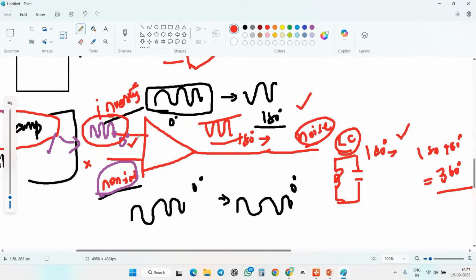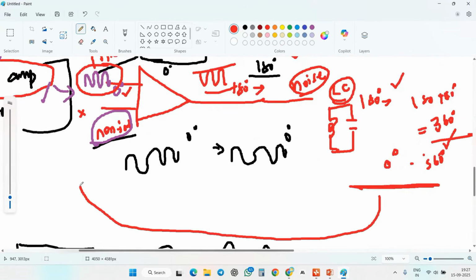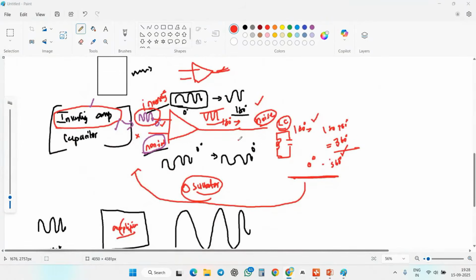So initially you gave 0 degree, and the output signal has changed to 360-degree. Both are the same, right? Both are 0 degree, the same phase. This time, it is completely given as feedback and it is going to act as an oscillator. This process, you should never forget in your lifetime.